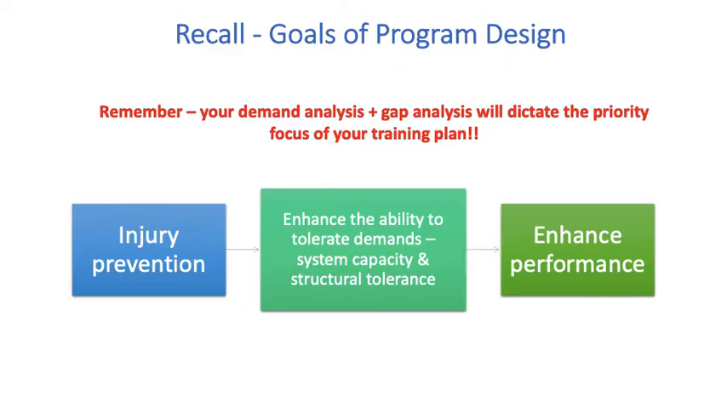So just remember the goals of program design is really about preventing injuries, injury prevention. So identifying what the needs are of your client and what are common injuries associated with those needs, and trying to improve the strength and robustness of your client by preventing the injuries. So working in those common areas to prevent injuries. So making them strong in those areas. The second is to enhance the ability to tolerate demands through system capacity and structural tolerance improvements.